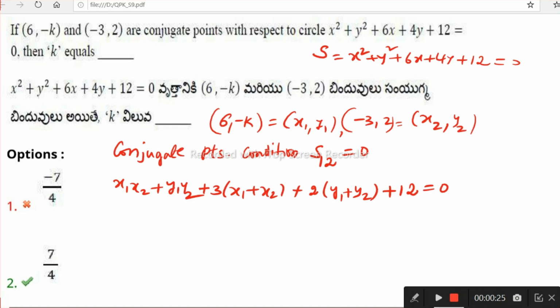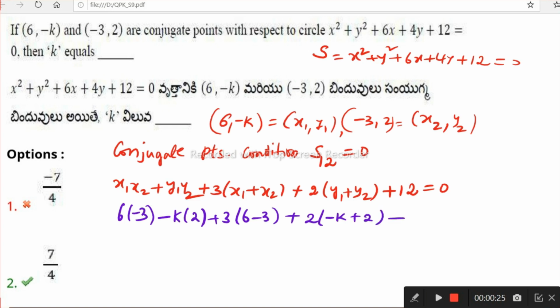Okay, x1 x2: x1 is 6, x2 is minus 3, plus y1 y2: y1 is minus k, y2 is 2, plus 3 times x1 plus x2, that is 6 minus 3, plus 2 times y1 plus y2, that is minus k plus 2, plus 12 as it is. Now we can simplify for the k value. 6 into minus 3 is minus 18, minus 2k, plus 3 into 6 minus 3 is 3, plus 2 into minus k is minus 2k, plus 2 into 2 is 4, plus 12 equals 0, right.